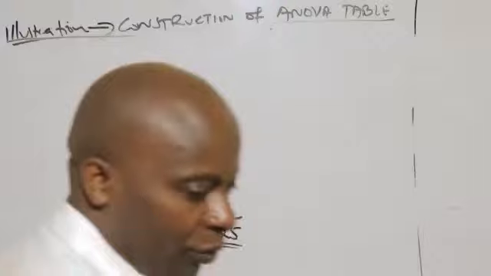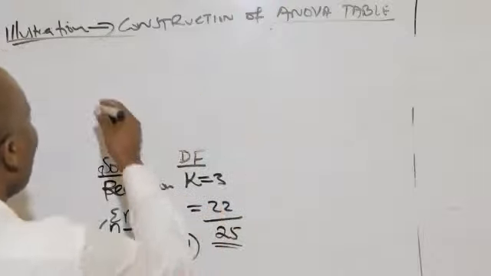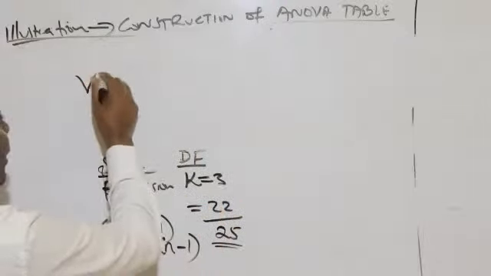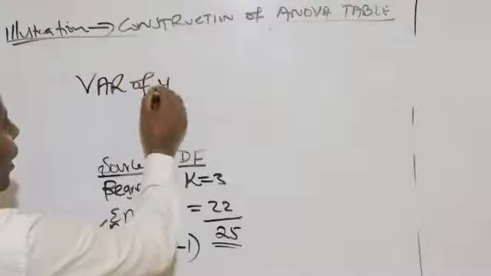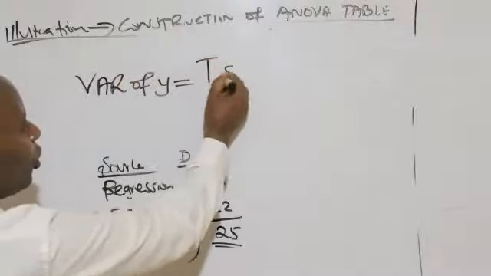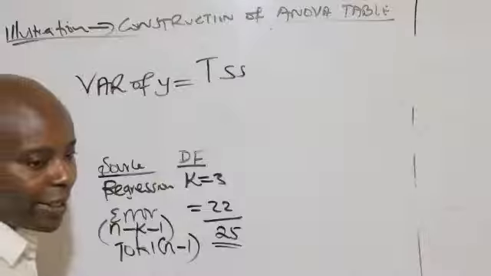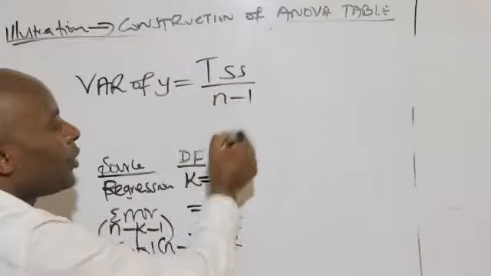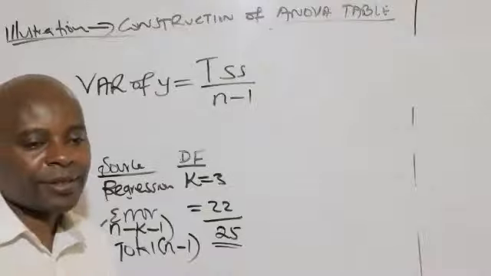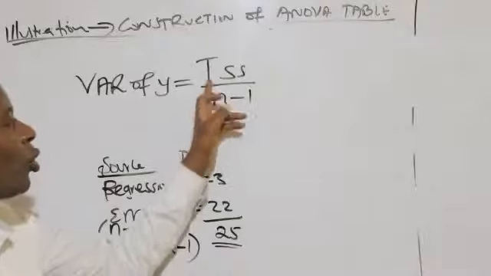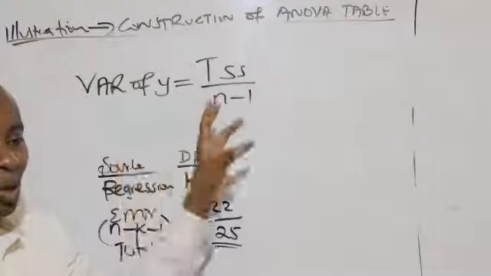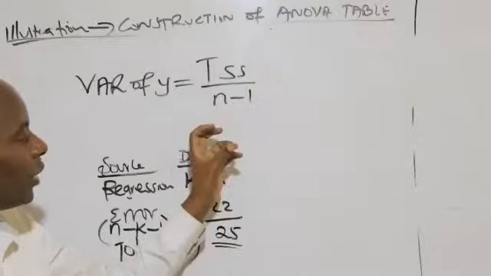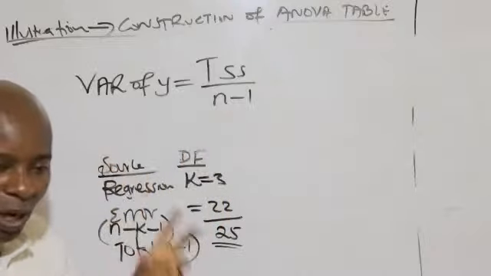Anytime you want to get the variance of the response, the variance of y, you normally talk of the total sum of squares all over n minus 1. So the variance of y equals the total sum of squares all over n minus 1.